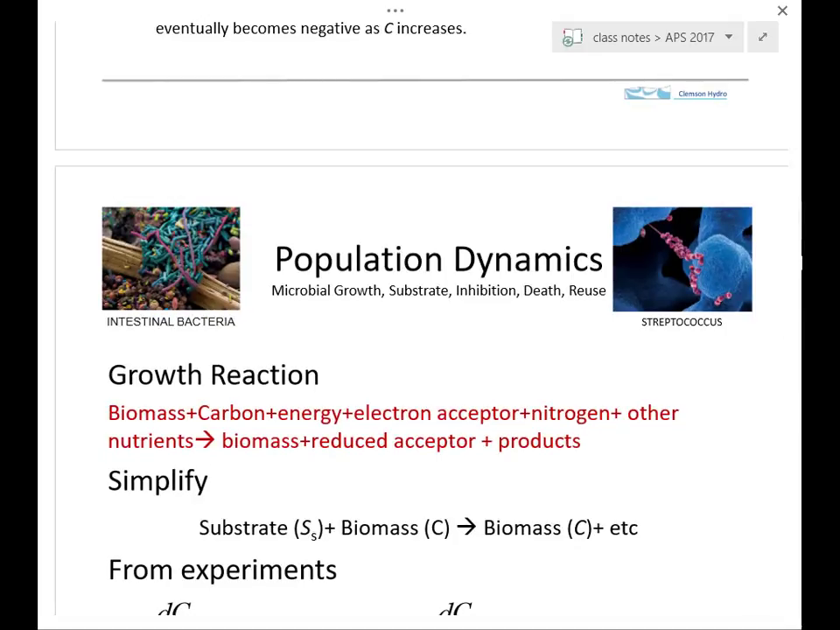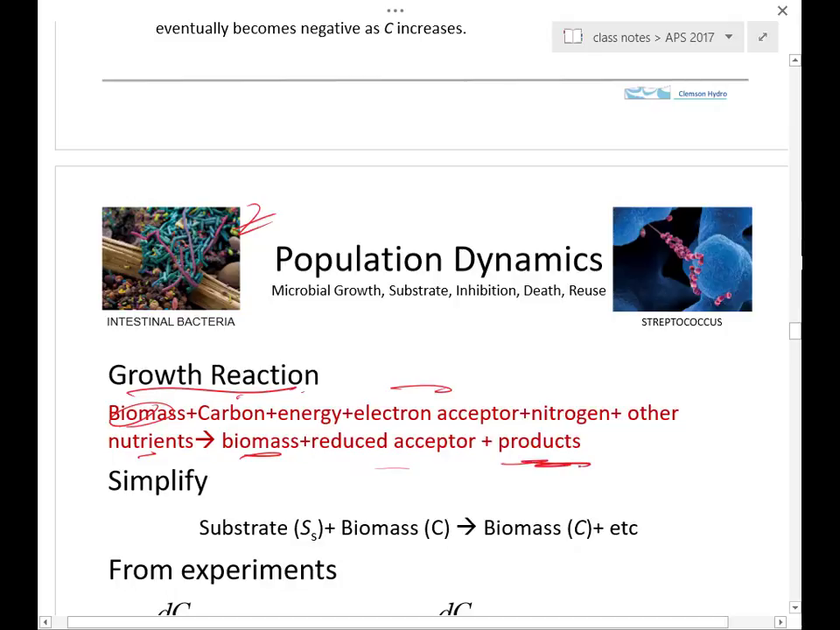So if we think of the growth reaction for something like this, it's going to be pretty complicated. We're going to start off with some microbes, some biomass. We've got some kind of source of carbon and energy, maybe some nutrients, nitrogen, some other nutrients, an electron acceptor, and then all of that stuff goes to ultimately more biomass, right? So for growing microbes, you start off with some microbes and they consume some stuff, and then they produce more microbes. And then there also will be things left over, waste products and the reduced electron acceptor and some other stuff. Okay, so if you look at it in detail, this is a very complicated reaction.